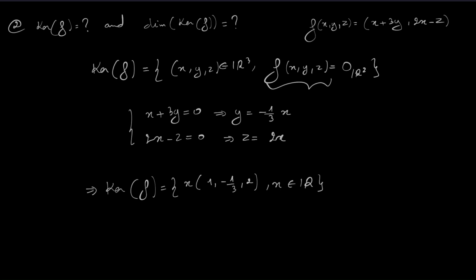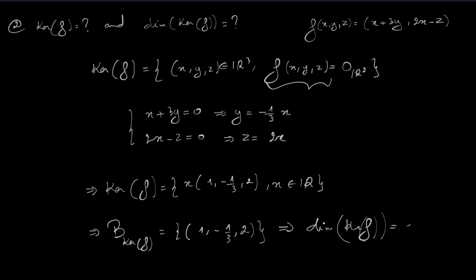Because this vector is not the zero vector, it forms a linearly independent family. Therefore, it is a basis for the kernel. And we can write: the basis of the kernel of f is the vector that we found previously. Then the dimension of the kernel of f is equal to 1.